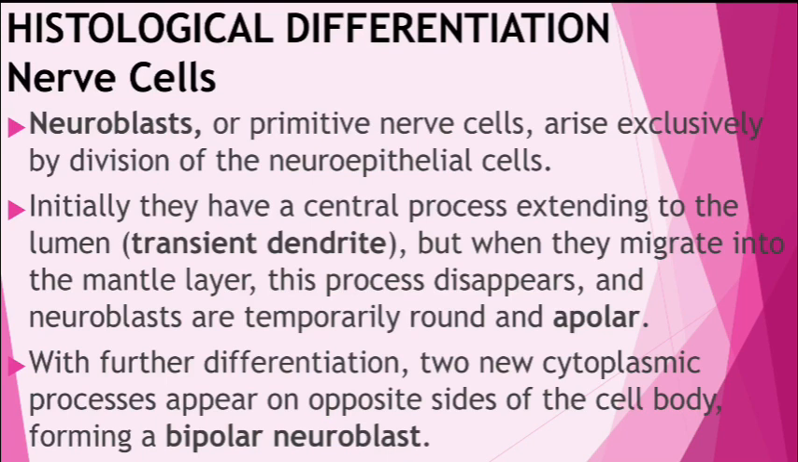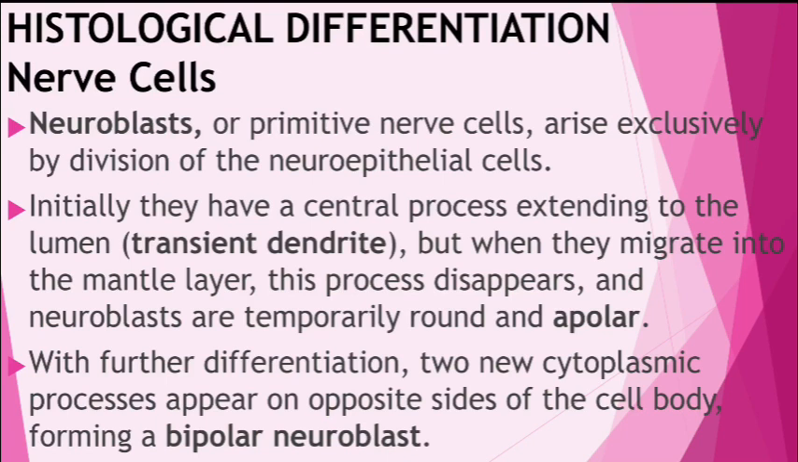Neuroblasts, or primitive nerve cells, arise by division of the neuroepithelial cells. Initially, you find that they have a central process. The differentiating nerve cells have a central process extending to the lumen. So that one is like a transient dendrite. But when this developing nerve cell migrates into the mantle layer, this central process disappears, and the neuroblast now attains a structure such that it is round and apolar.